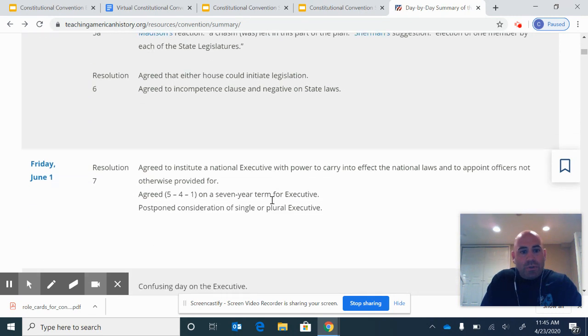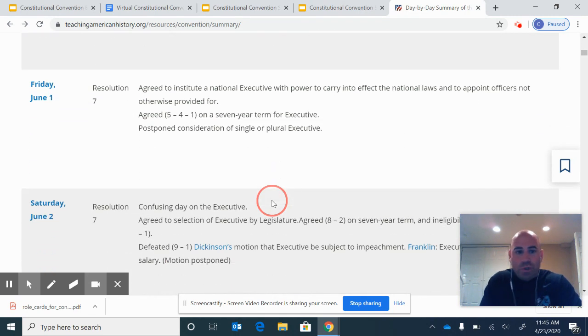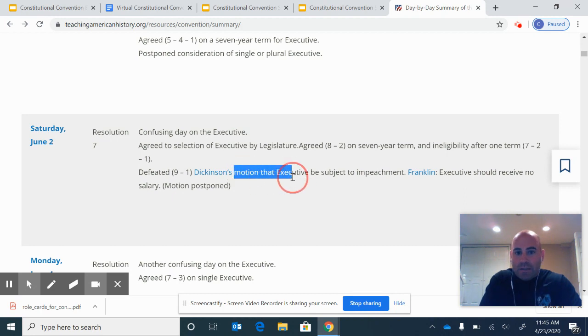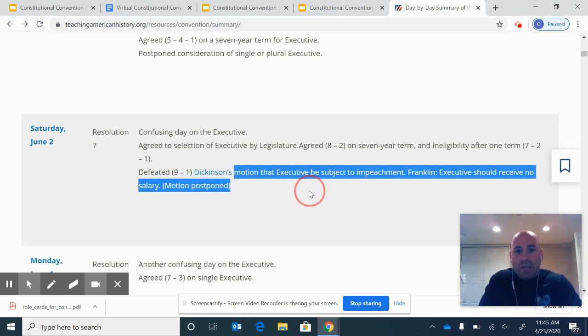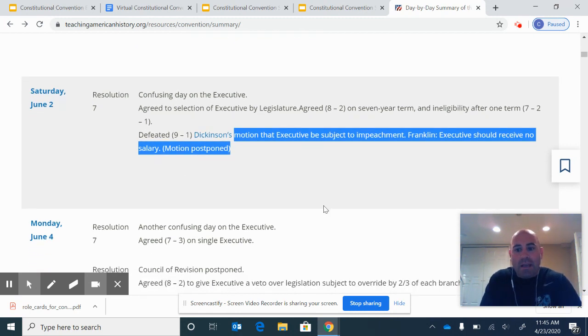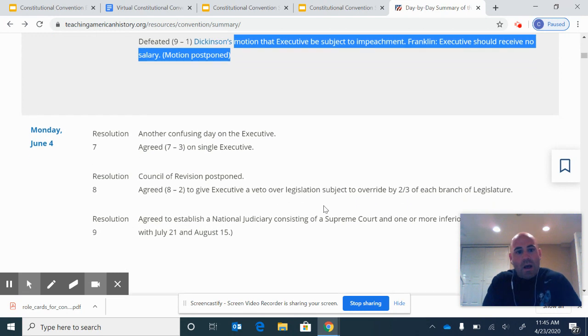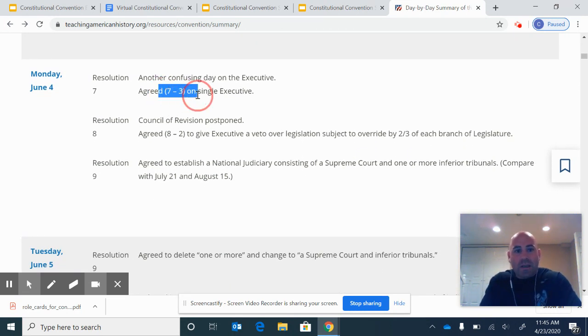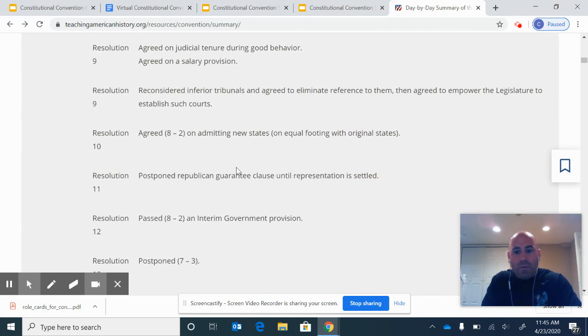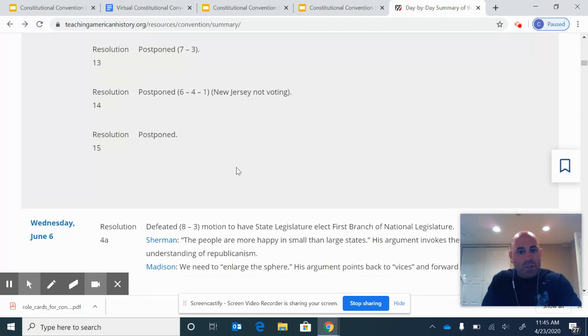And so these are just things that they start looking at. On June 2nd, John Dickinson, whom we remember from the John Adams series, motions that the executive branch be subject to impeachment. So if they do something illegal, they can be removed from office. These things that are in our government today were debated, discussed, voted on, and eventually worked their way into this great document, the U.S. Constitution. Again, you see that they're not all agreeing on everything, 7-3, 8-2. They're voting back and forth on those 15 resolutions that were part of the Virginia Plan.